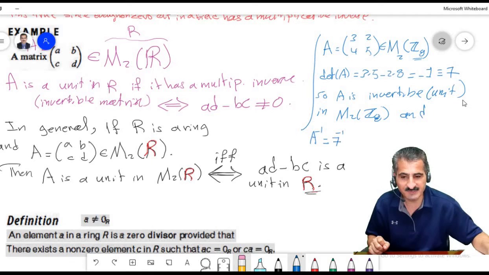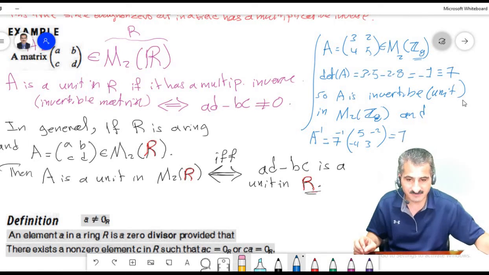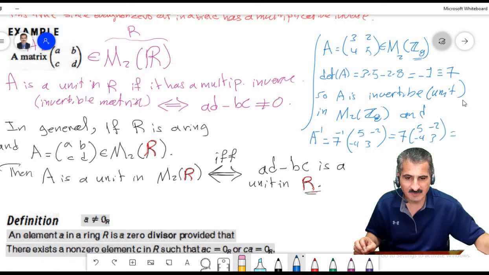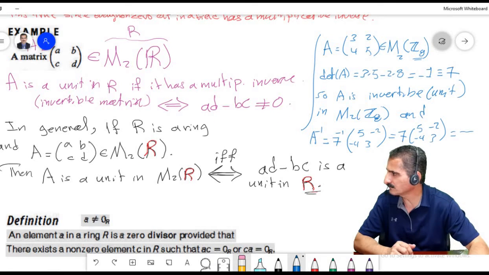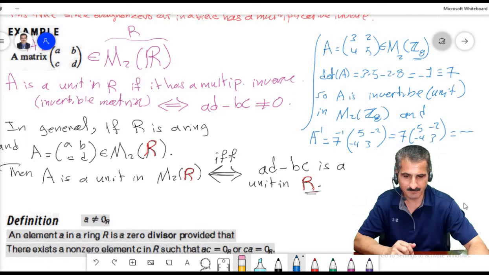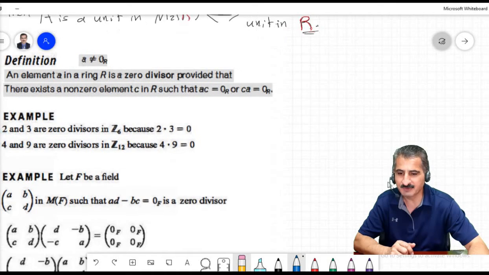7 inverse, times the matrix 5 3 minus 4 minus 2, and then you compute it. 7 inverse is what in Z8? What is 7 inverse? 7. And you can compute the matrix. Okay? Good. So we know what it means for an element to be a unit.